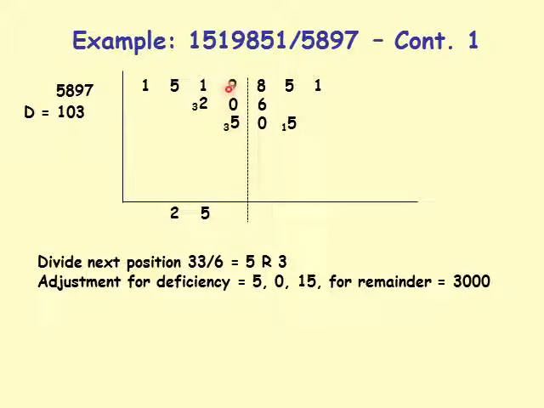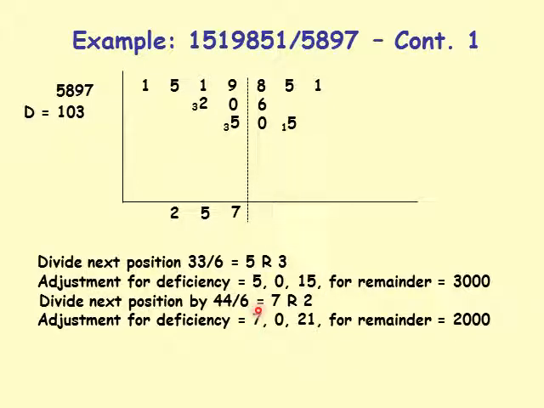In this column here, I got 9 plus 35, which is 44. Okay, so I have to divide 44 by 6. I got 7, remainder 2. Let's see what happens. Quotient 7. Now we have to make adjustments because of 7 and also because of the remainder 2. The adjustments for deficiency are 7, 0, and 7 times 3 is 21, and the remainder is 2 times 1000, my first proportionality. Okay, 2000. So we got a total of 2000 and 7021.